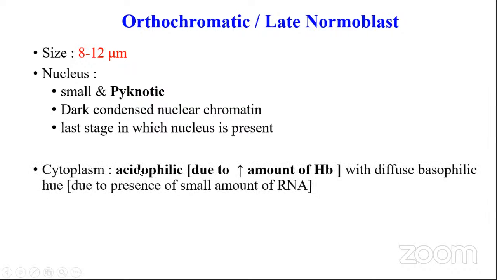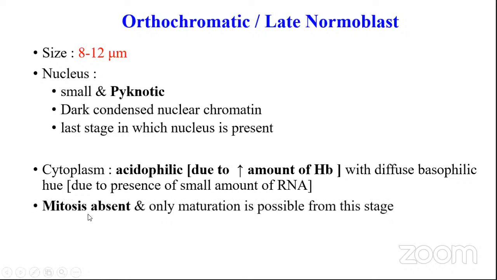The cytoplasm is acidophilic because of the increasing amount of hemoglobin, which is synthesized and released into the cytoplasm. Still you have some diffuse basophilic hue due to the presence of a small amount of RNA. Remember, in this stage the mitosis is absent.